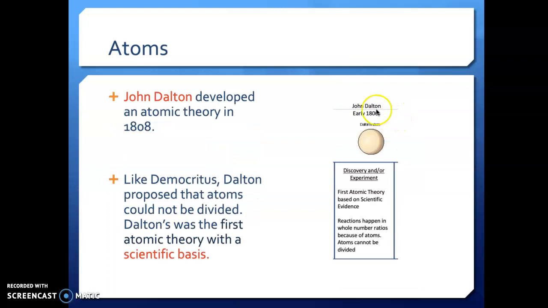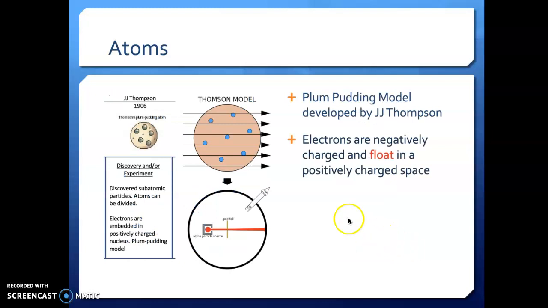And for a long time, that was kind of what we went with. Then in the 1800s, John Dalton developed his atomic theory, which was basically the same thing as Democritus, but it had scientific theory behind it, or scientific evidence. And he came up with this piece that reactions happen in whole number ratios. For example, 4 to 2 would give you 2 products or whatever it might be, which means your atoms cannot be divided.